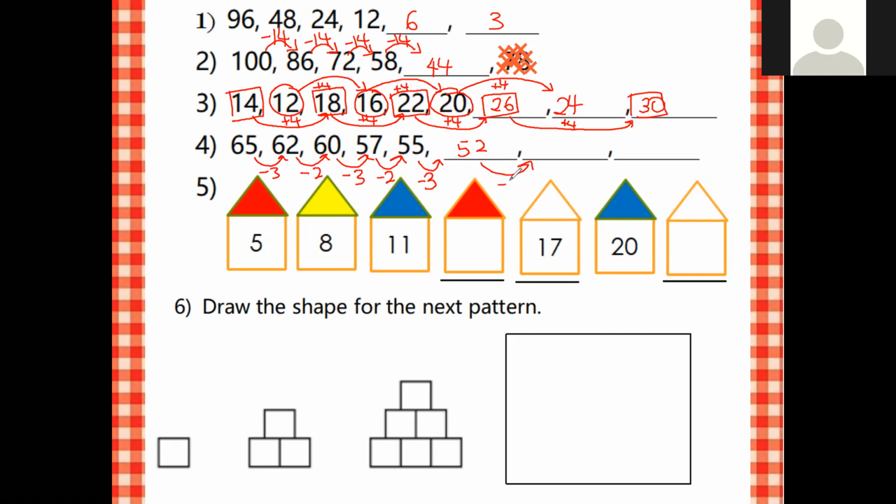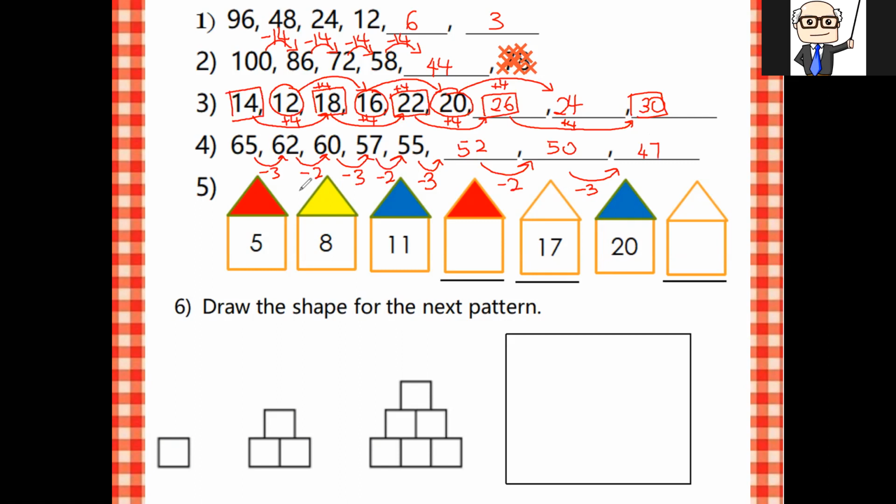Minus 2. 52 minus 2 equals 50. Then now the last one, minus what again? Minus 3 again. So 50 minus 3, what do we get? 49. Count down by 3. 50, then we count down by 3. 47. Okay? So it is minus 3, minus 2, minus 3, minus 2, minus 3, minus 2.